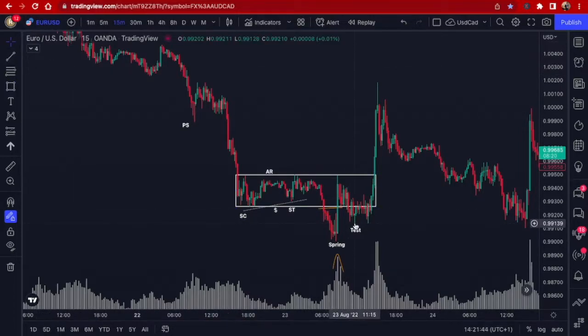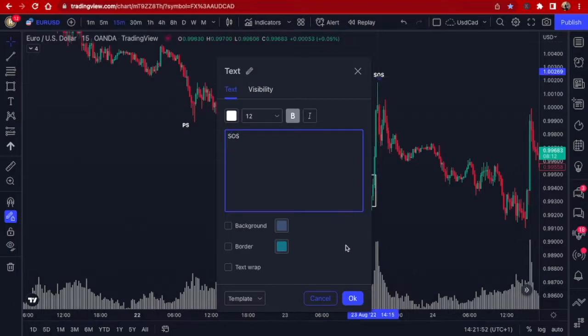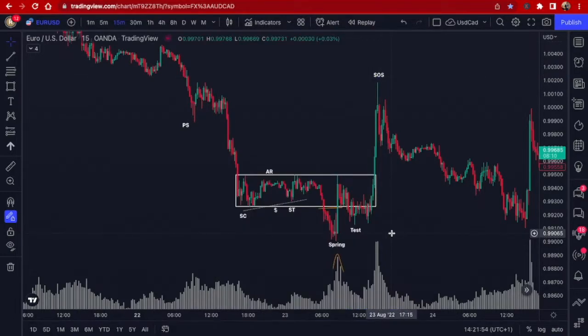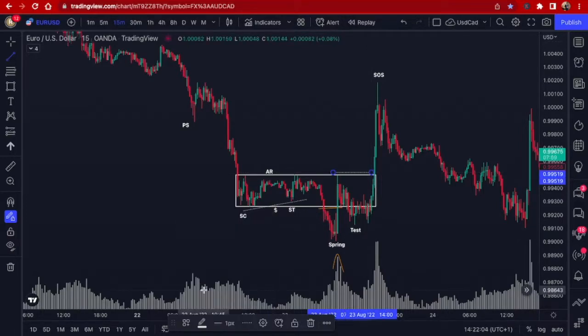Now that we have the test, we're looking for a sign of strength. Boom, really big sign of strength. Completely breaks out. At this point only do we begin to look for long positions. So it's this change of character here that tells us we can now look to take a trade position.